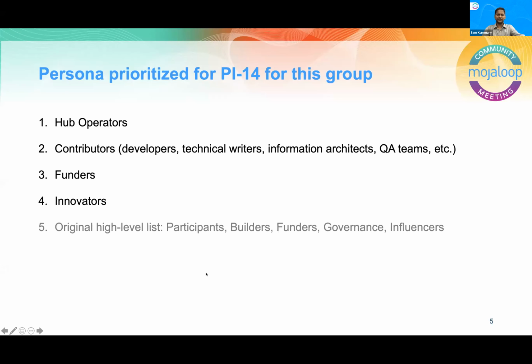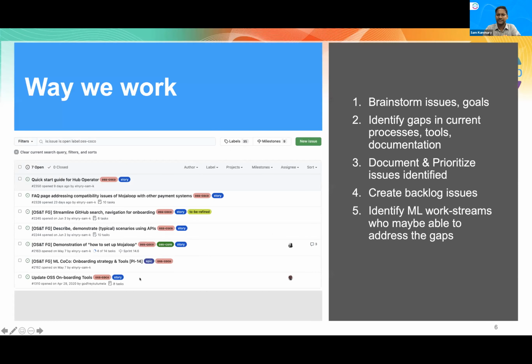So the original high-level list of personas identified were participants, builders, funders, governance, and influencers, but those were too many. I mean, we cannot cater to all of those personas during this PI. So for PI 14, we picked four. The group voted to prioritize four personas, which are subgroups under these high-level personas: hub operators, contributors in general, funders, and innovators.